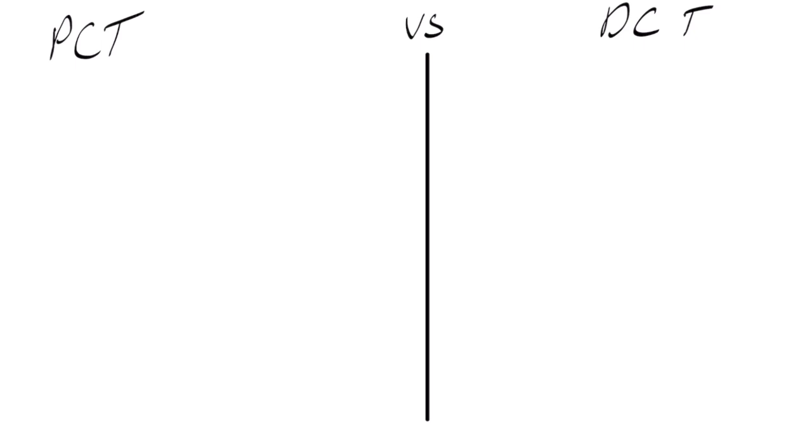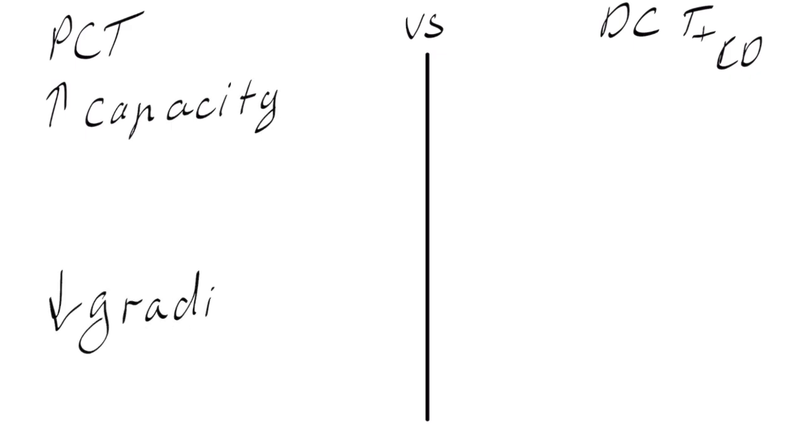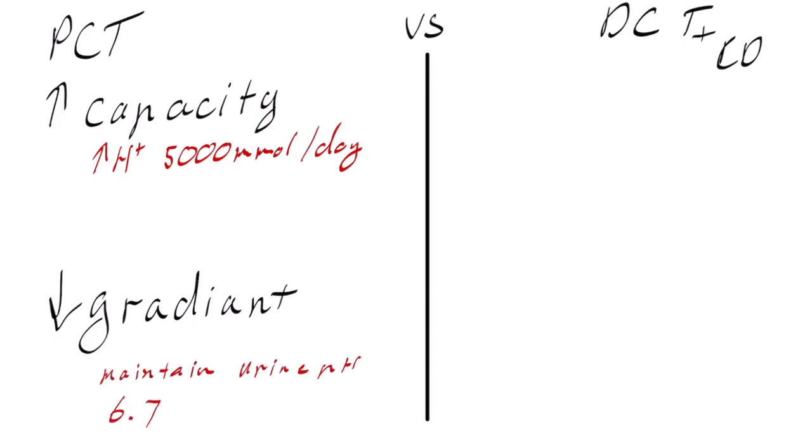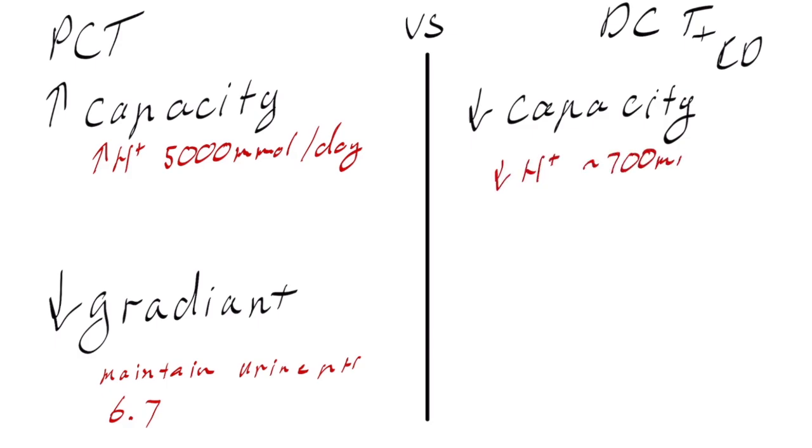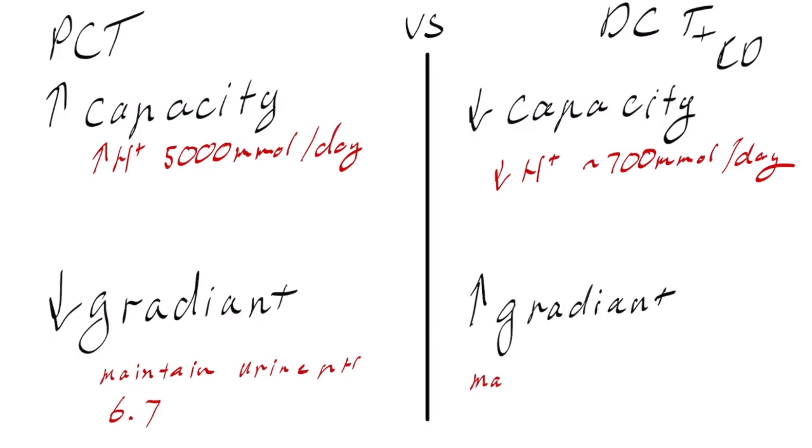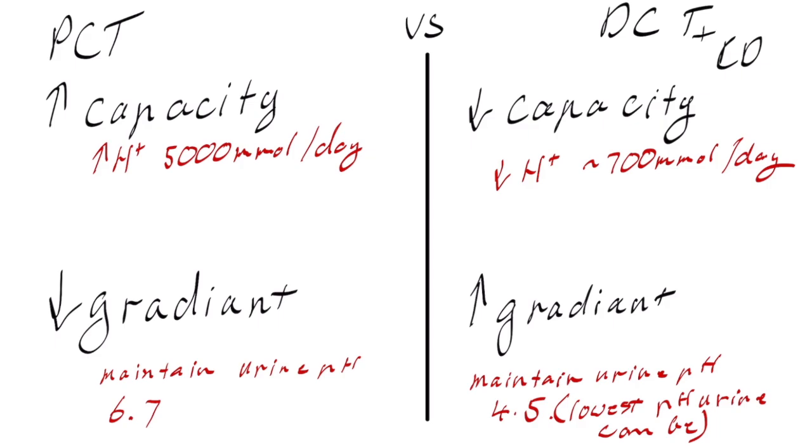Lastly, just some points about proximal convoluted tubules versus distal convoluted tubules and collecting ducts. Your proximal convoluted tubules are said to be a high capacity, low gradient system, meaning that they can pump out a lot of hydrogen ions, about 5,000 millimole per day, but they can only maintain a gradient of a pH of about 6.7 in the urine. While the distal convoluted tubule and collecting duct are low capacity, meaning they only pump out about 700 millimole per day of hydrogen ions, compared with a high gradient, so they can titrate urine down to about a pH of 4.5, which is the lowest urine can get.